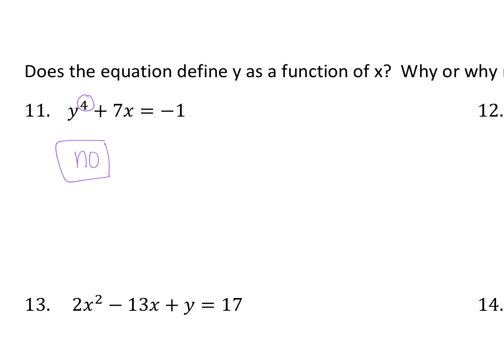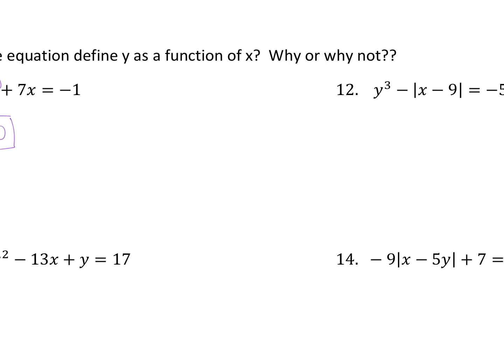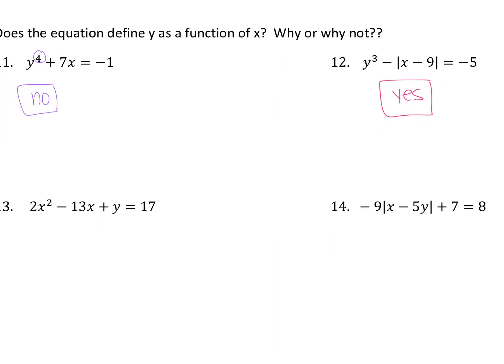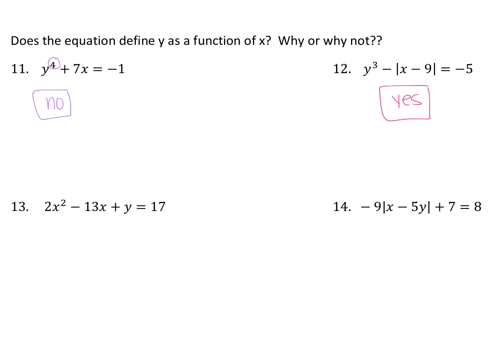For number 12, you have y cubed minus the absolute value of x minus 9 is equal to negative 5. That y is not inside the absolute value. It's not raised to an even power. So this is a function. For 13, you have 2x squared minus 13x plus y is equal to 17. Your y is not inside the absolute value. Your y is not raised to an even power, so this one is a function as well.